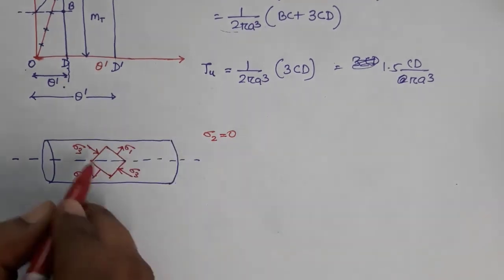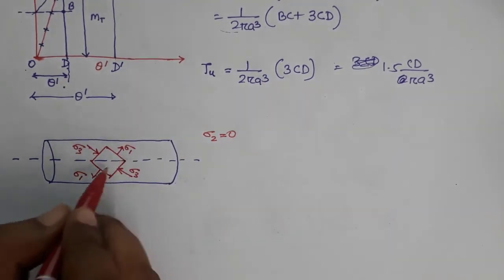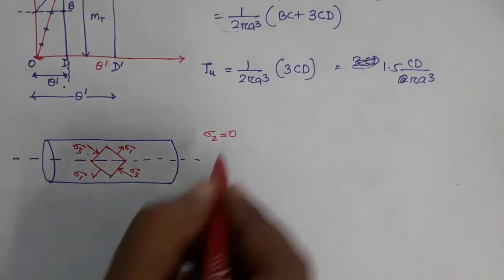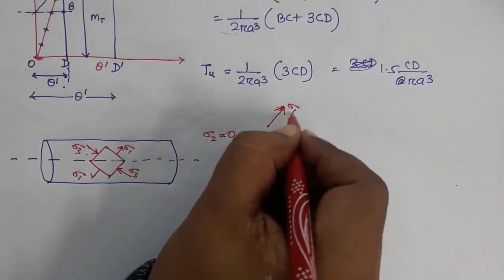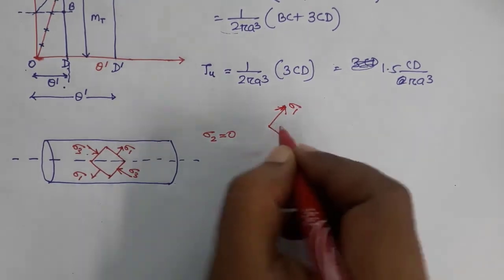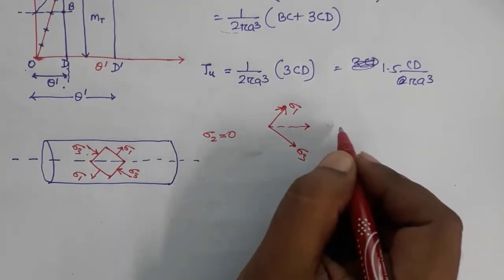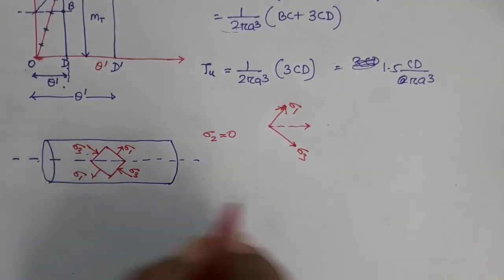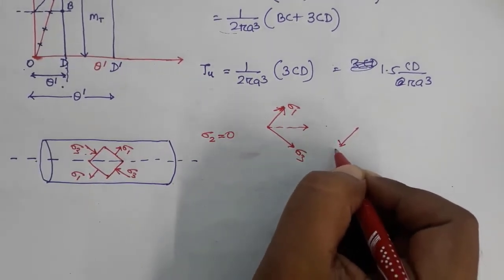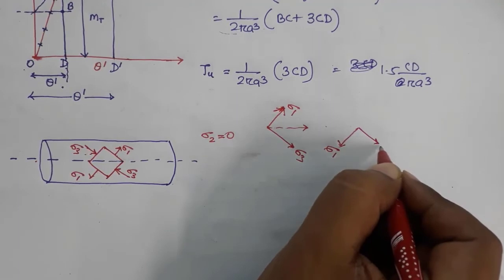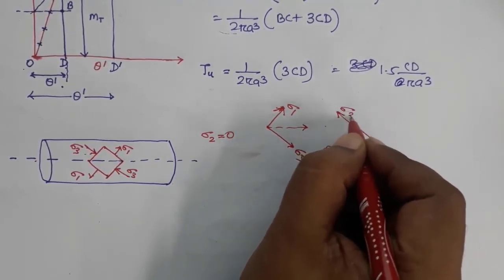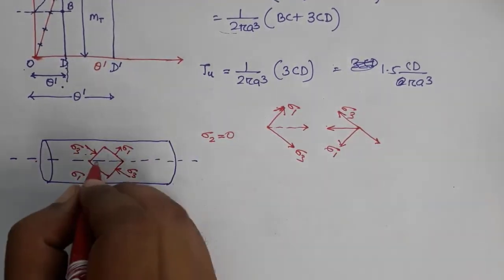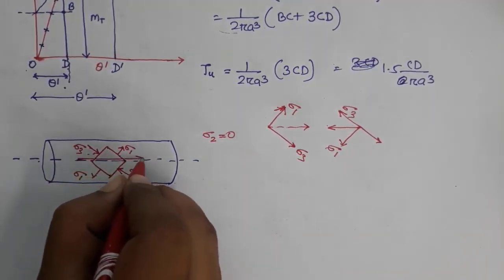So where will be my shear stress? Shear stress is usually the resultant between the principal stresses. If I take this, let's say sigma 1 is pointing in that direction, sigma 3 is pointing in that direction. So I will have a shear stress in this direction, which will be parallel to this axis. If I do it for these two, then I have sigma 1 in this direction and sigma 3 in that direction. So again I have something in this direction. So the maximum shear will be happening like this.